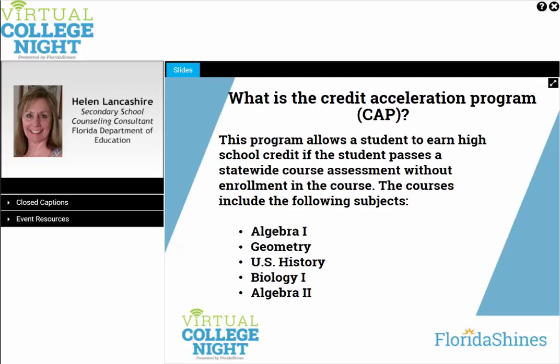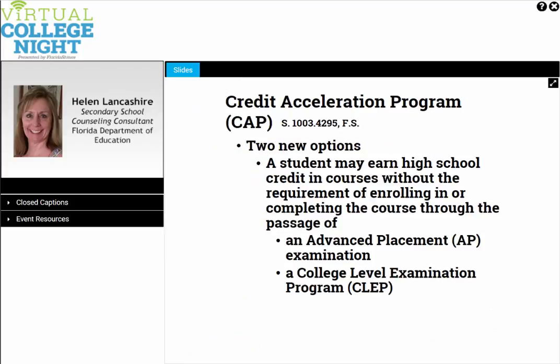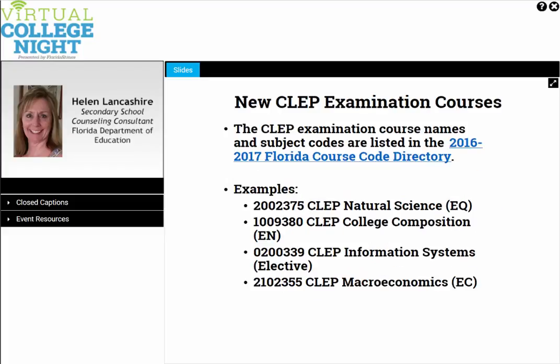We continue to provide the credit acceleration program. Students who take one of the courses listed that trigger the EOC without completion of the course or enrollment in the course can earn course credit. The 2016 legislative session added 2 additional options. Now a student may earn high school credit without the requirement of enrolling in or completing the course through the passage of an advanced placement examination or a CLEP examination.